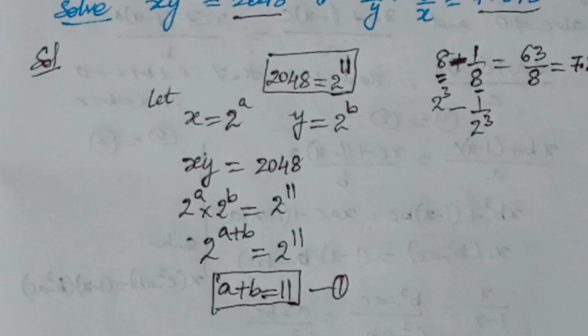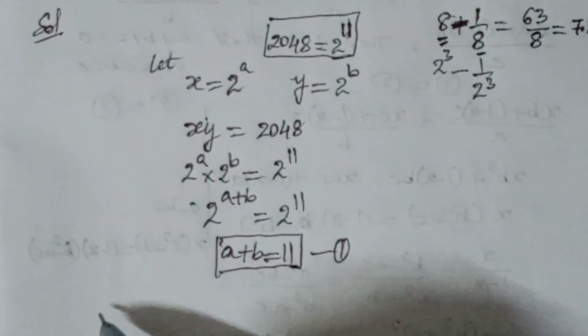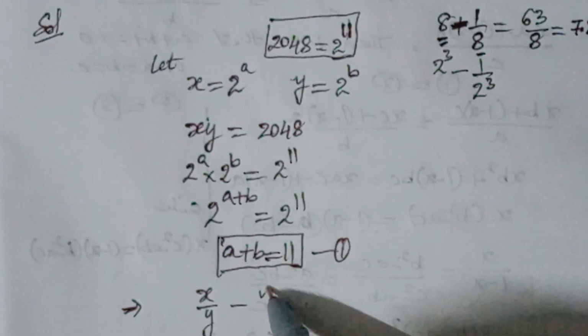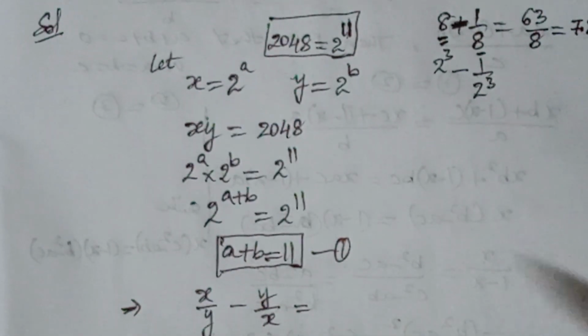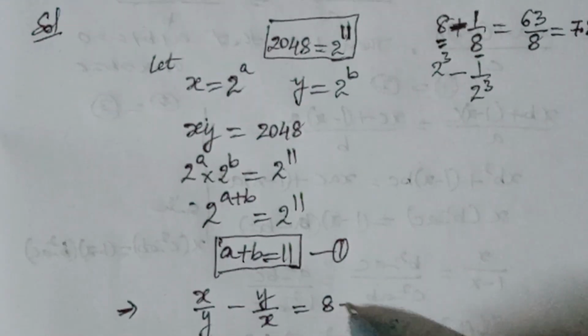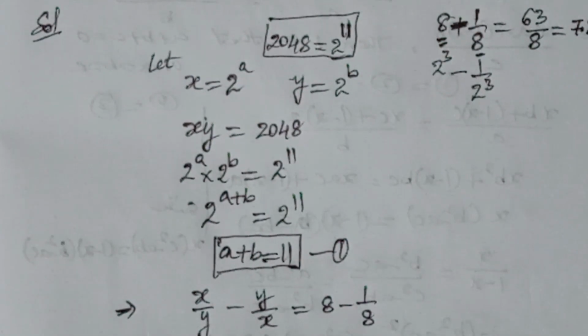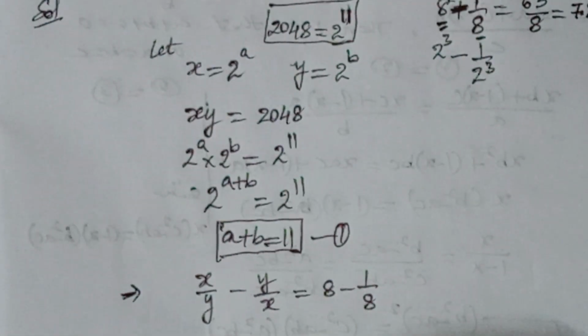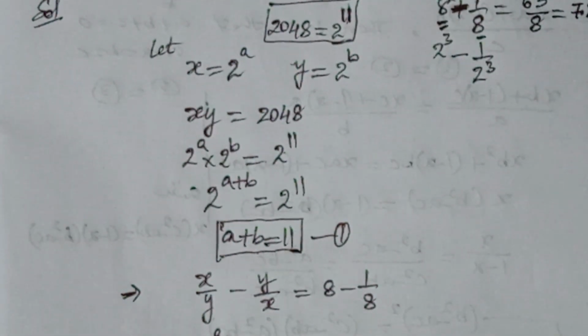Now if you go to the second one, substituting the values in the second one, what is given here in the second? x by y minus y by x is equal to, here I am taking 8 minus 1 by 8. So here 2 to the power of a by 2 to the power of b minus 2 to the power of b by 2 to the power of a is equal to 8 minus 1 by 8.